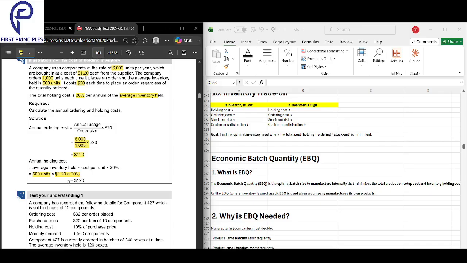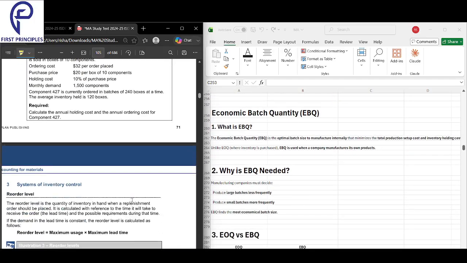500 into 1.2 is the average inventory value, into 20%. That is 120. So you will get your 120. You take the average inventory, 500, into the price per unit 1.20, into 20%, and you will be getting your total holding cost. Okay, so this is how you get your ordering cost and your holding cost, straightforward.